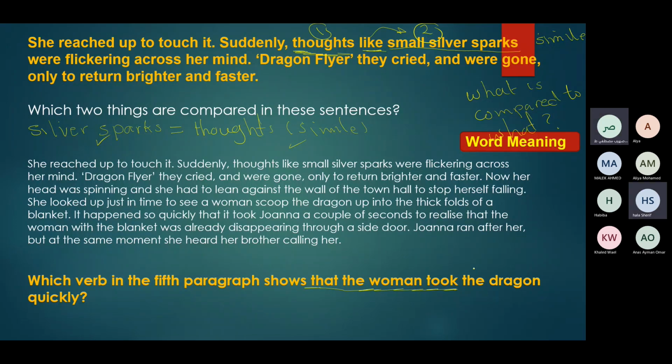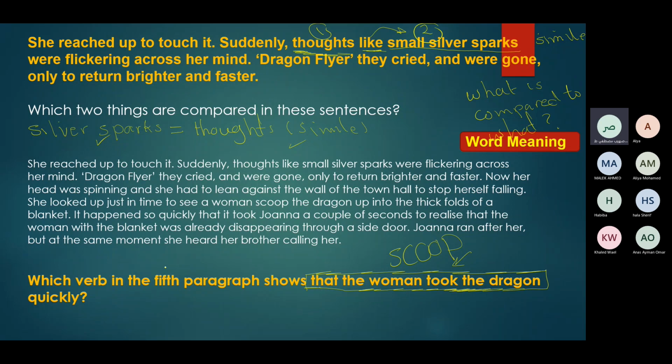I know the answer. Can I answer? Who is that? I'm Hala. Okay, hello. Scoop. Yes, good job. The word is what? Scoop. Scoop means to grab or to take something strongly or fiercely.